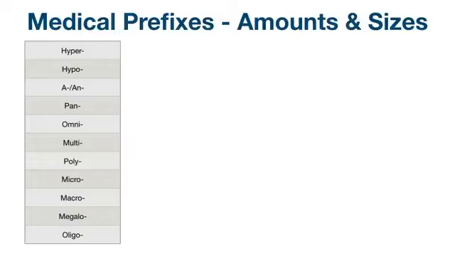We have a few more prefixes that have to do with quantities, and also a couple that have to do with sizes that are included here as well. Again, hit pause and see how many you can answer correctly. First, we have hyper, which means above normal, in excess, high, or elevated. You can think of a hyper child who has a lot of energy. To help you remember, hyper refers to overactive or above normal.